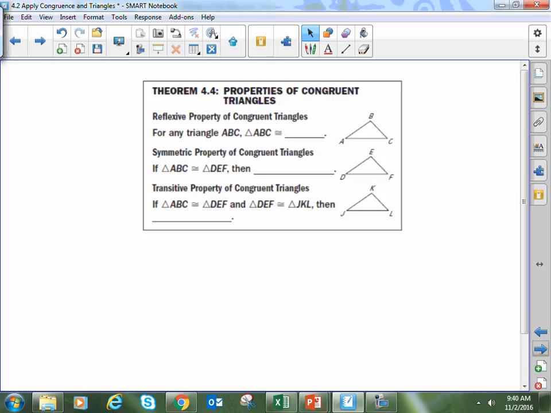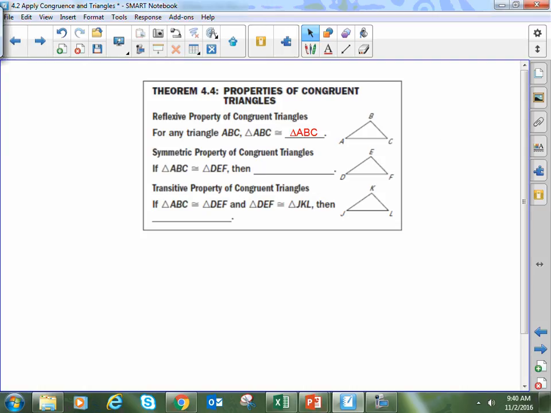Now here, this is going to be something that we're going to be using in our proofs. The words that you're seeing here, the reflexive property, the symmetric property, and the transitive property of congruence. Basically, for the reflexive property, if you have a triangle ABC, anytime you see the triangle ABC used in a figure, well, it has to be congruent to itself. So that's the reflexive property.